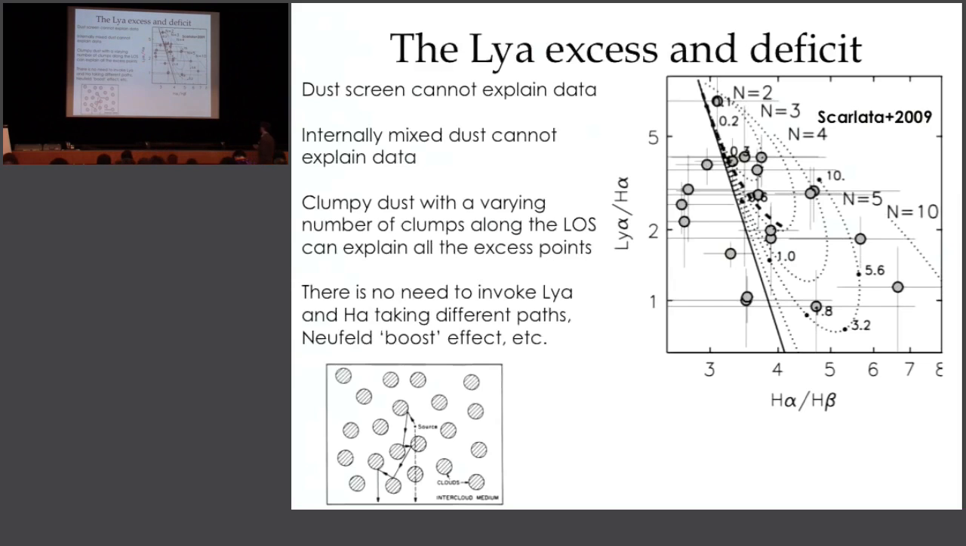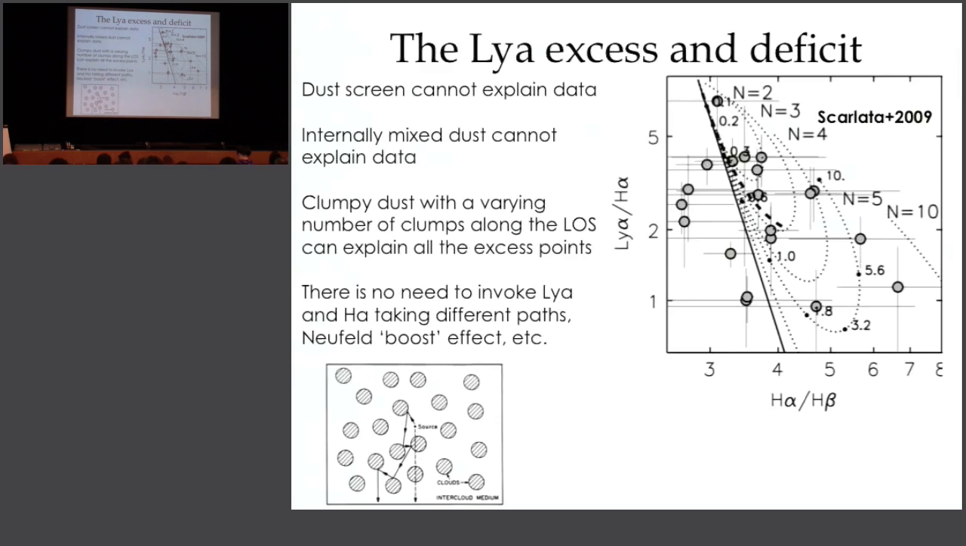So again, we have Lyman-alpha/H-beta fluxes on Y, and H-alpha/H-beta, the normal measure of dust reddening, on X. And we have points all over the plot. This thick black line is the Milky Way extinction law. Well, it doesn't describe very much of the data.